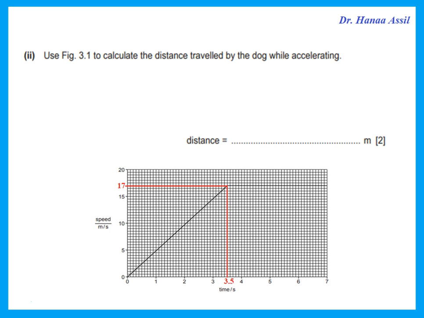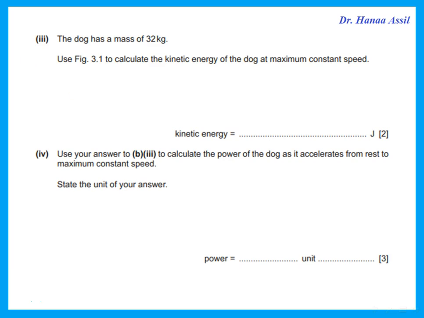Then he says use the figure to calculate the distance traveled by the dog while accelerating. Now, where is the figure? This is the figure. While accelerating means the distance from speed 0 to 17. How do we get distance? Distance is average speed times time. So that is half times 17 times the time, or we say it is the area under the curve, so it's half base times height. That gives you 29.75. You can write it as 30 meters.